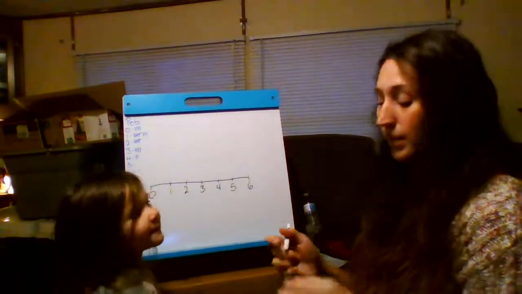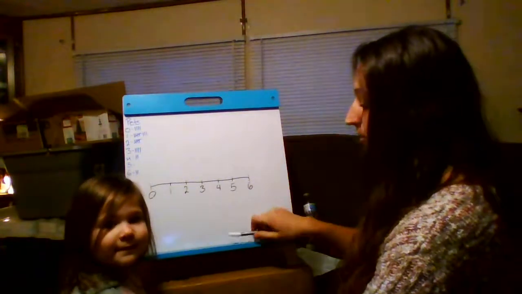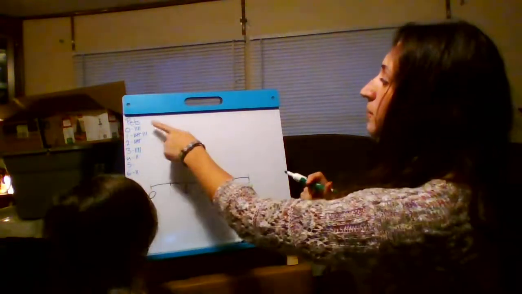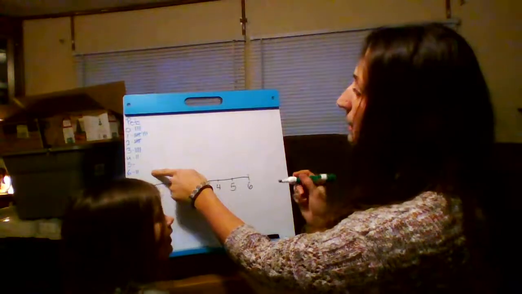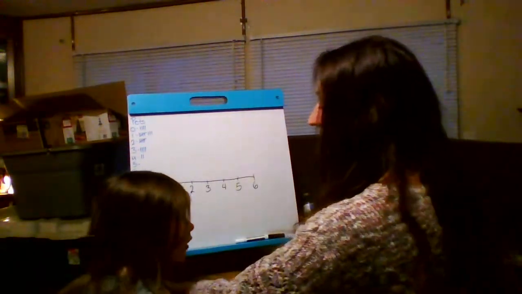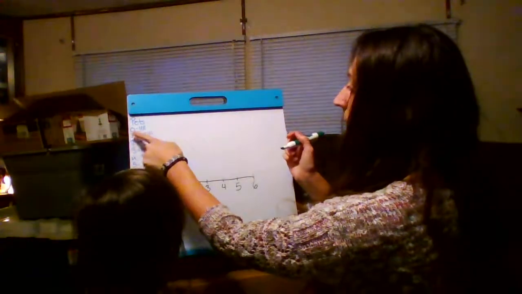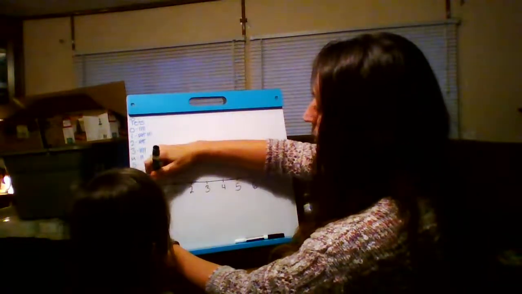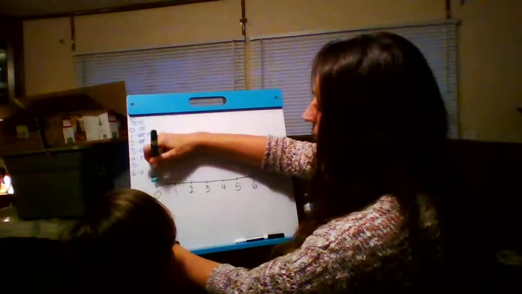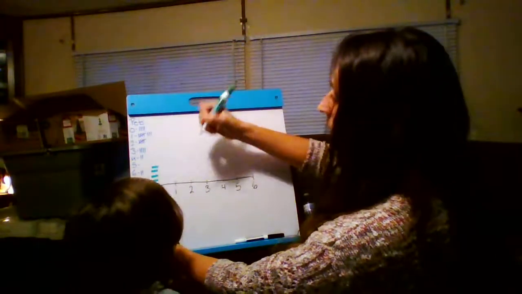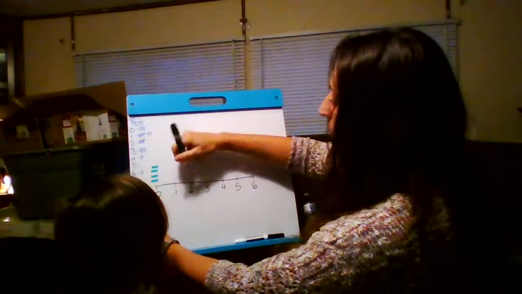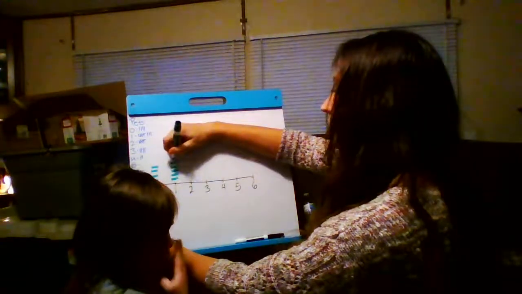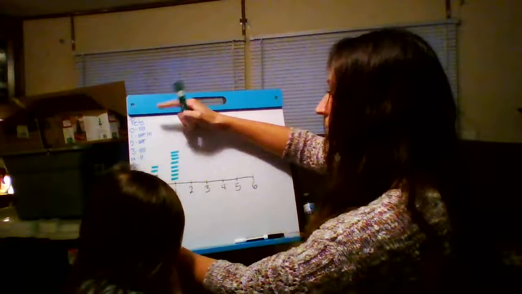Okay, that's right, guys. Now we need to plot our data. All right, so to plot our data, we're going to look at this information that we've already collected. All right, so we have 4 people with 0 pets. So we're going to mark 4 lines. 1, 2, 3, 4. We have 8 people with 1 pet. 1, 2, 3, 4, 5, 6, 7, 8.